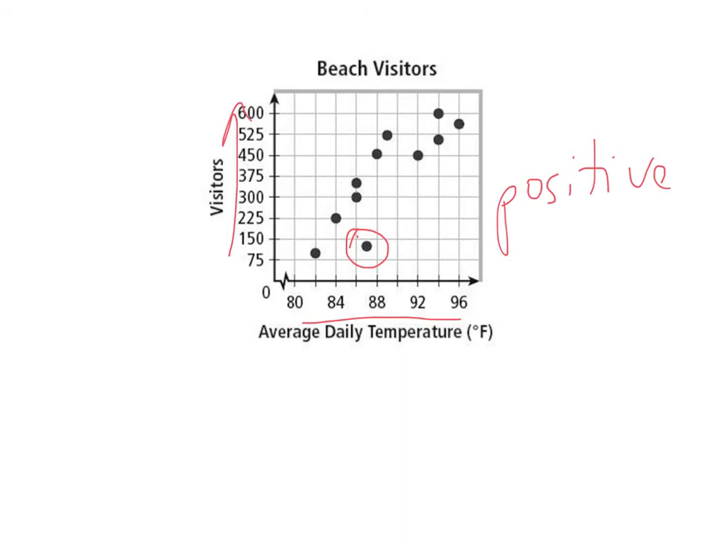What we're looking at is, in general, we have this sweep that's going up and to the right. As the temperature is increasing, the number of visitors is increasing. And again, this would be your outlier. Yes, it's valid data, it's not a myth, but it also really has no effect on our decision about what kind of correlation there is.